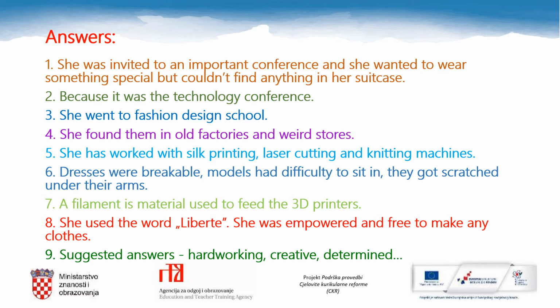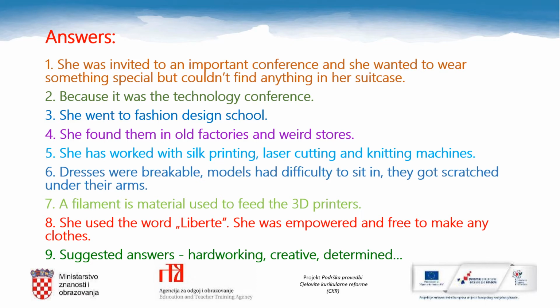Number 4. Where did she find materials for her collection? She found them in old factories and weird stores. Question number 5. What are some technologies that she had worked with? She had worked with silk printing, laser cutting, and knitting machines. Question number 6. What were some of the issues Danet initially had with creating 3D clothes? The answer to the 6th question is dresses were breakable, models had difficulty to sit in, they got scratched under their arms.